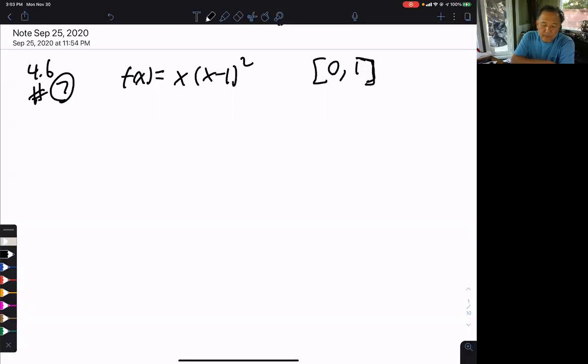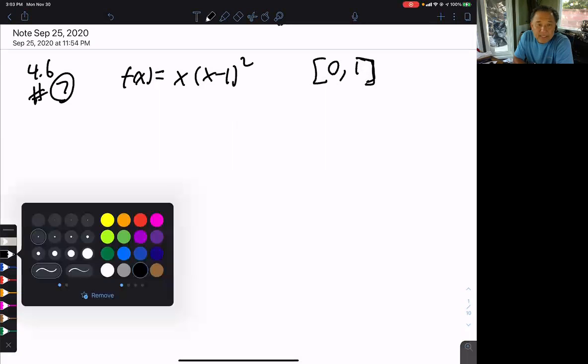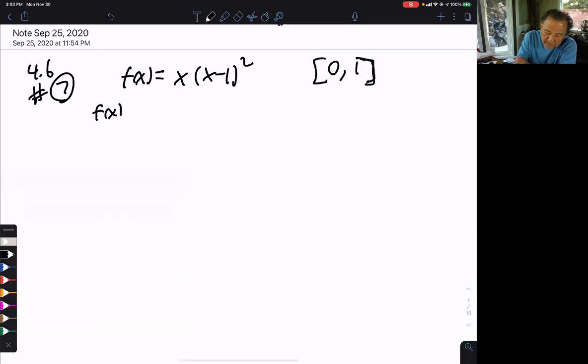So this is chapter 4, section 6, number 7. So it's asking first, does Rolle's theorem apply? So what does Rolle's theorem say? First, it must be continuous. So I would have to say first, f of x is continuous.